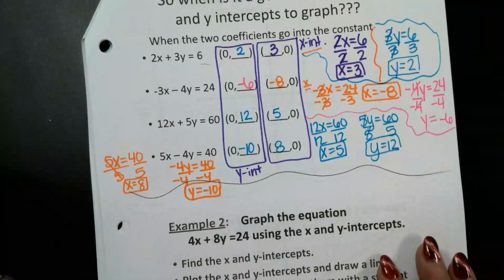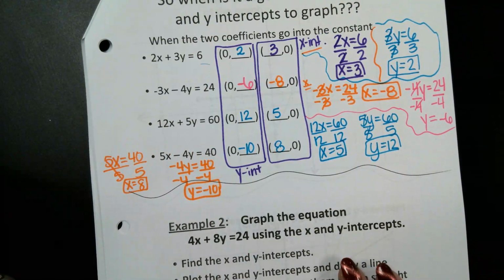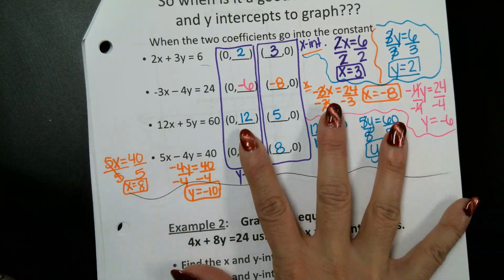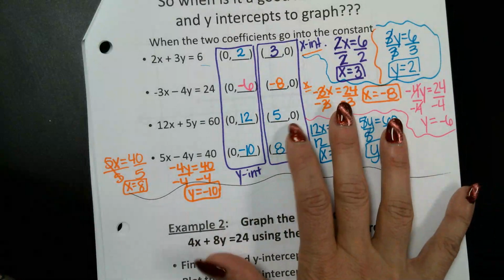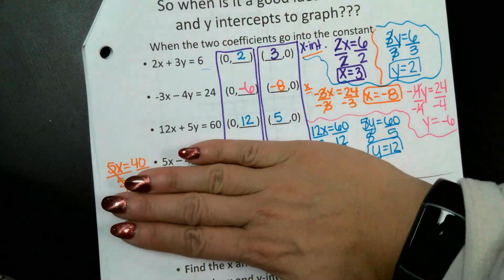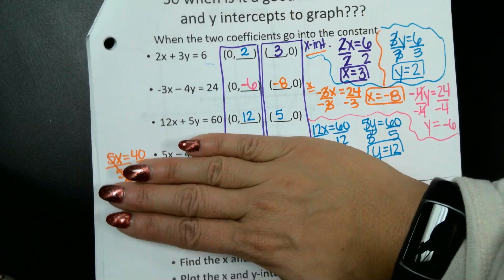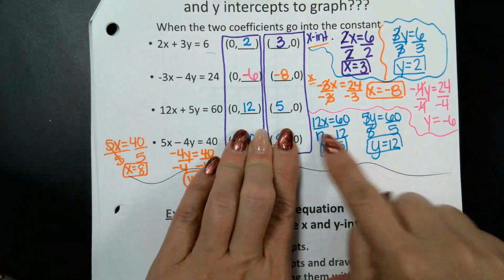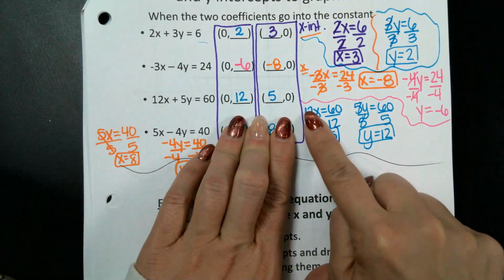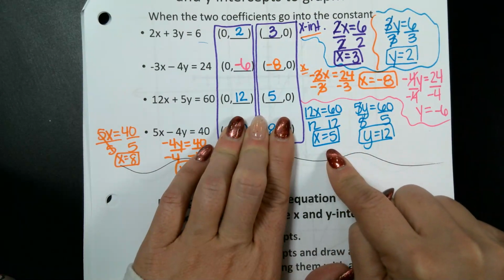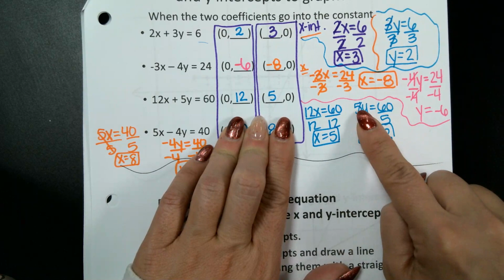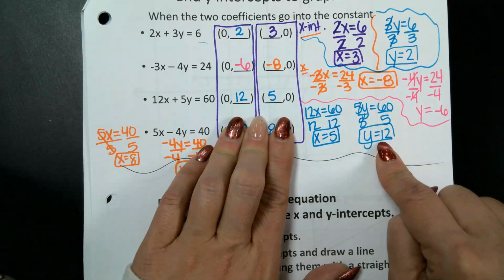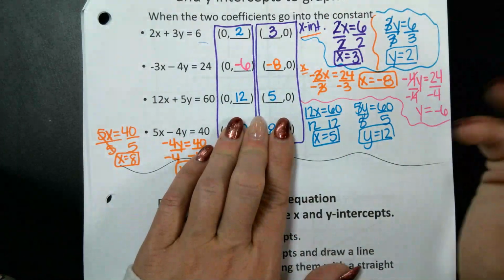Okay, what'd you guys get for that third one down? 12 and 5, 0. Good. Okay, hang on. I went ahead and showed the work for it over here. So there's my x, the 12x equals 60, which gave me 5. And here's 5y equals 60, which gave me 12. So then you put the 12 and the 5 in there.